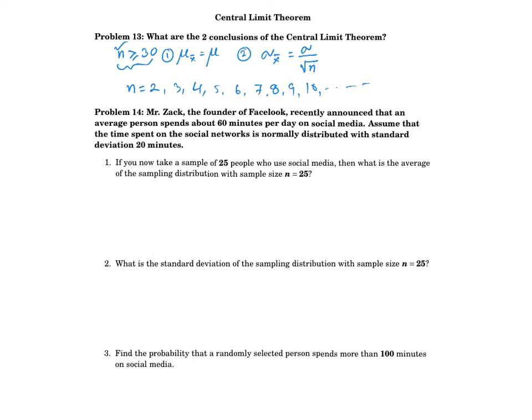But if you don't know your original population distribution, in that case you have to make sure that your sample size is greater than or equal to 30. Why does it have to be at least 30? Remember, that ensures that the sampling distribution is bell shaped. If n is not greater than or equal to 30 and your original population distribution is unknown, that means it's not normal. In that case, it does not ensure that the sampling distribution is normally distributed.